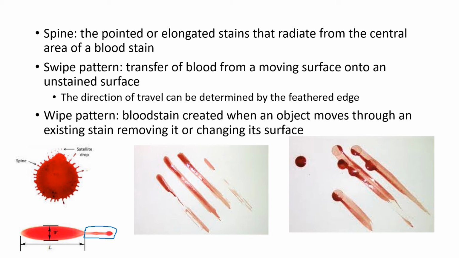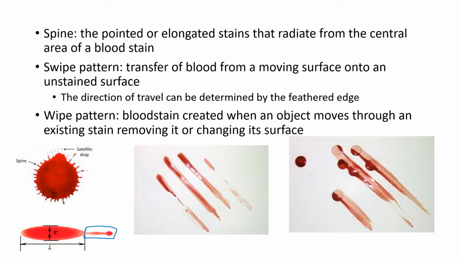Whenever we're looking at contact stains, we also have swipe and wipe patterns. So swipe pattern is a transfer of blood from a moving surface onto an unstained surface. So this means that I have blood on my hands and I touch a clean surface and deposit that blood onto that clean surface. With these, the direction of travel can be determined by the feathered edge. This is depicted from that picture in the middle.